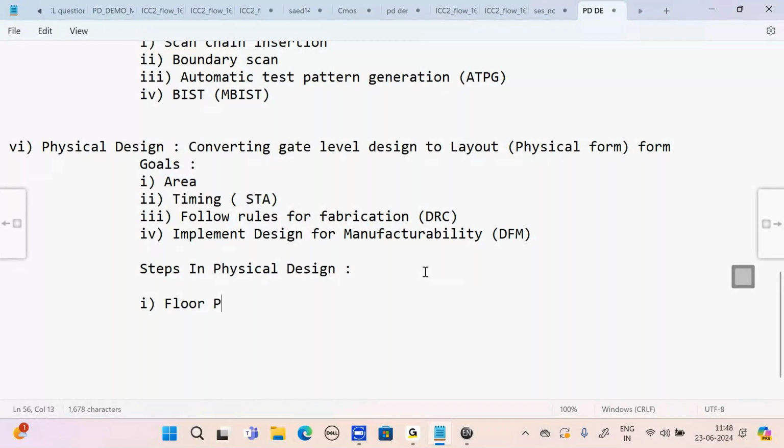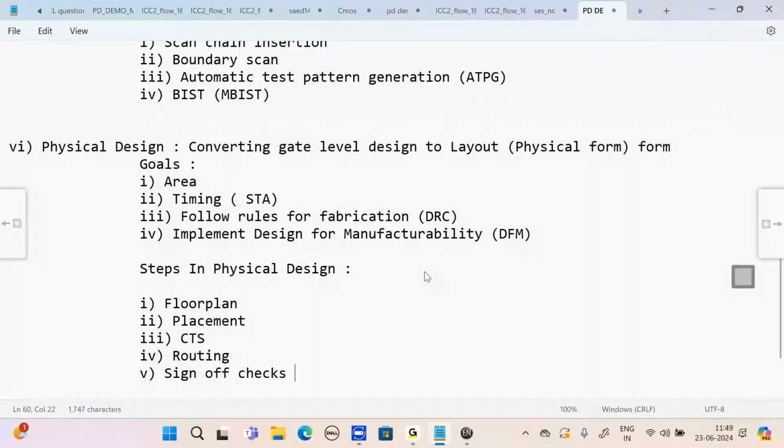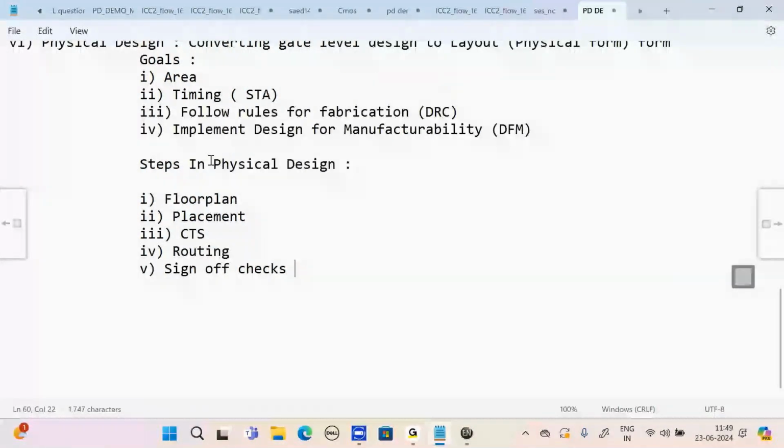Right. First step is what? Floor plan. Next step is placement. Third step is CTS. Fourth step is routing. Next step is sign off checks. These are the different steps in physical design. First step is what? Floor plan.